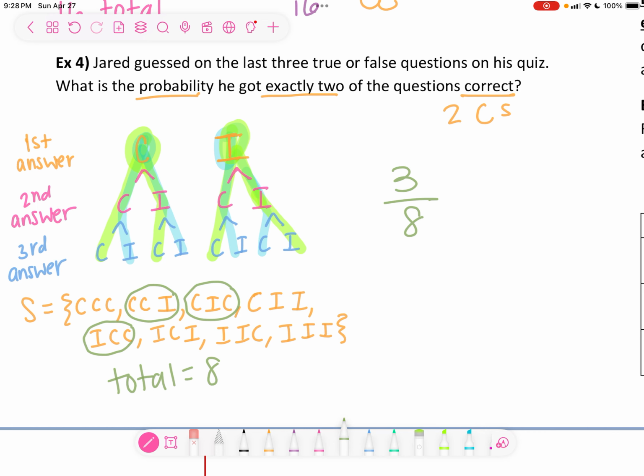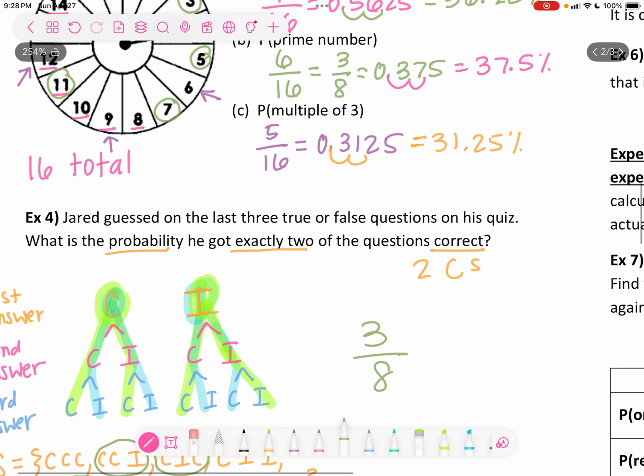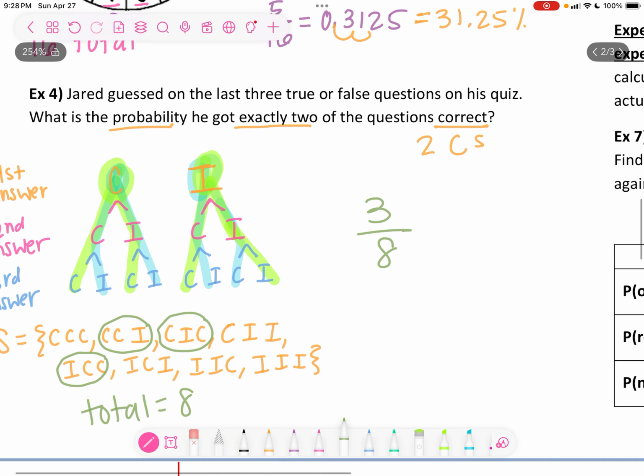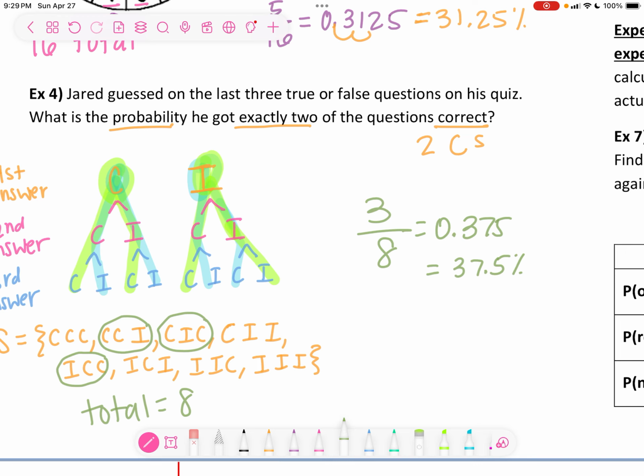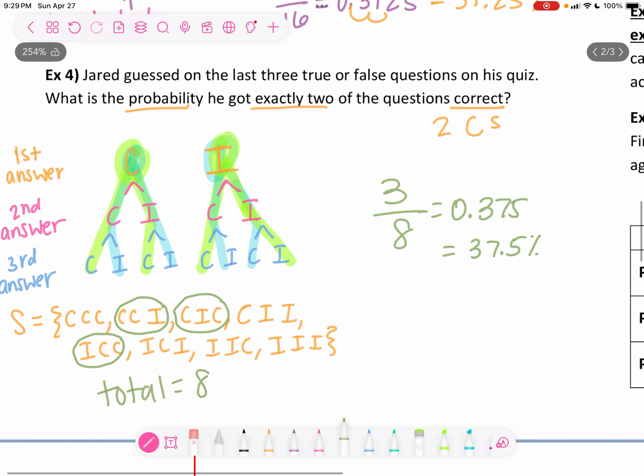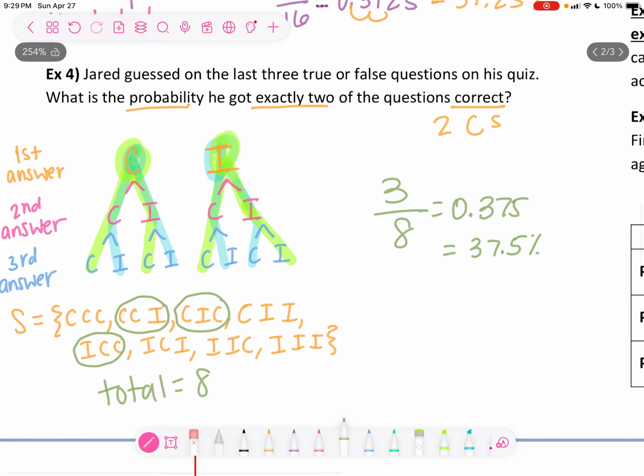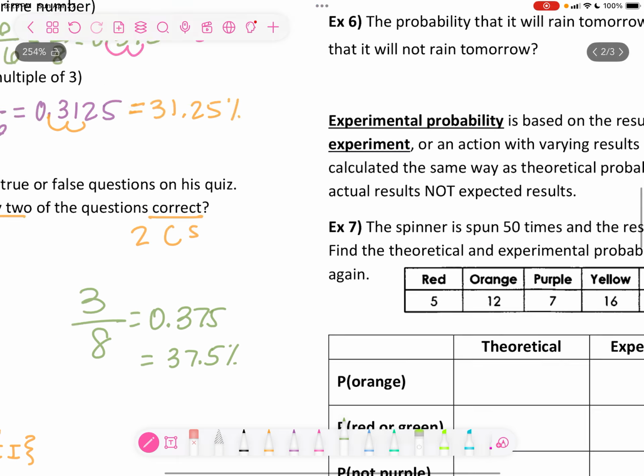And we actually did this exact probability above, 3/8, and it equaled 0.375, which is equal to about 37.5% likelihood. So not super likely that he's going to get exactly 2 correct. All right, let's look at the next one.